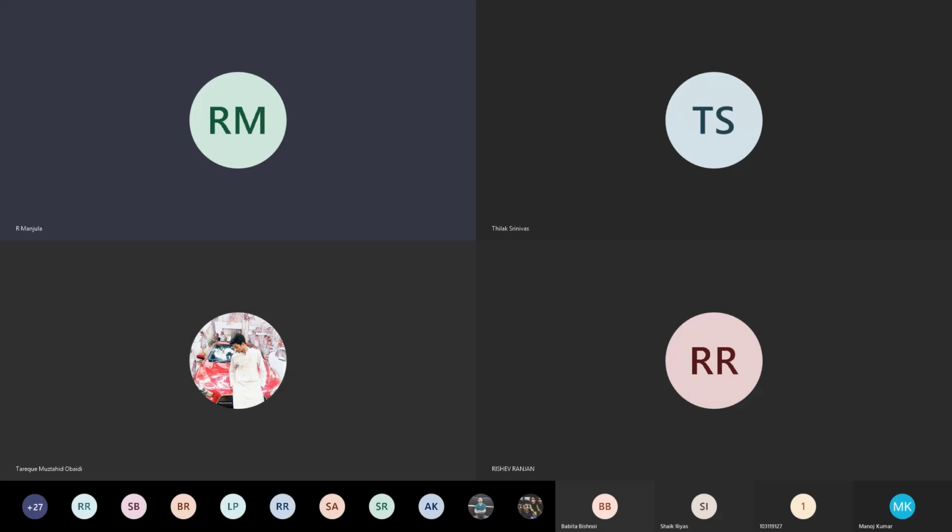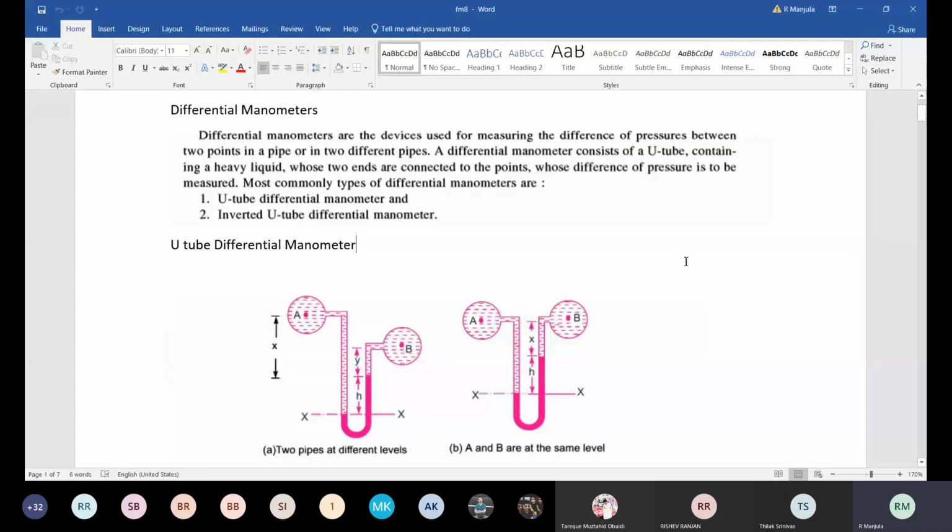Under simple manometer, we have seen a simple U-tube manometer and single column manometers. So in today's class we are going to discuss differential manometers. Differential manometers are usually used for measuring the difference of pressures between 2 points in a pipe or in 2 different pipes.